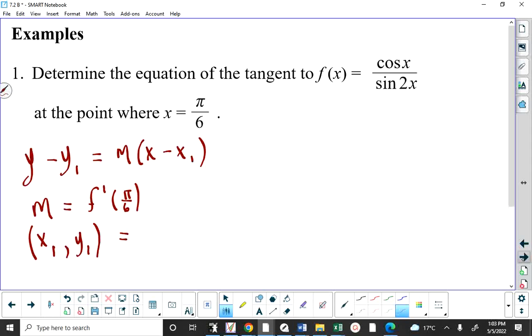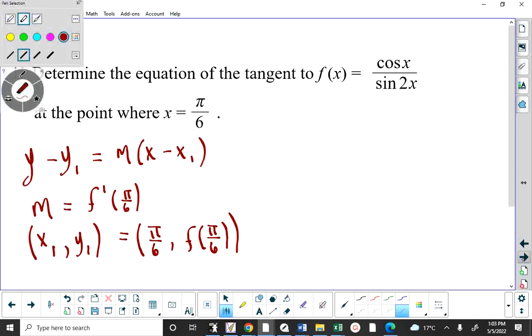So the only thing that's different here is it's trigonometric in nature. The x-coordinate is pi over 6. The y-coordinate will be f of pi over 6. And I want everybody to think very carefully about the difference between what I'm highlighting in blue and what I'm highlighting in yellow, because they are different things.